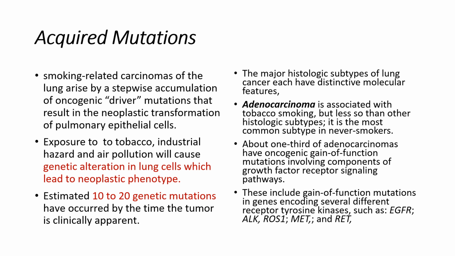Adenocarcinoma is associated with tobacco smoking, but less so than other histologic subtypes. It is the most common subtype in never smokers. About one-third of adenocarcinomas have oncogenic gain-of-function mutation involving components of growth factor receptor signaling pathways. This includes gain-of-function mutations in genes encoding several different receptor tyrosine kinases, such as EGFR, ALK, ROS1, MET, and RET.